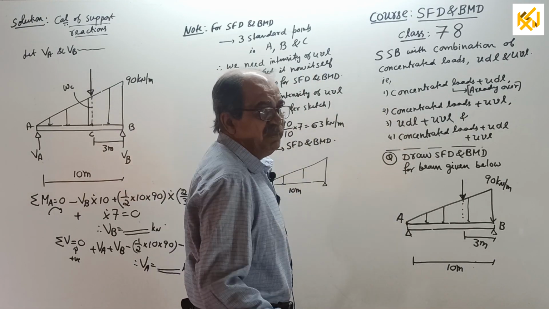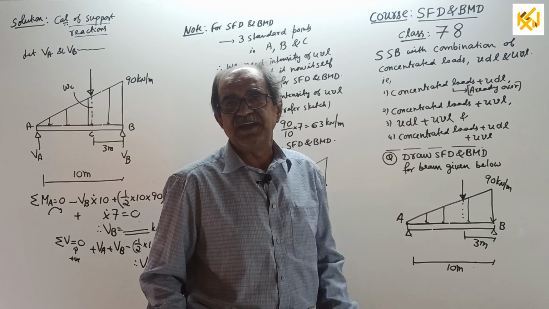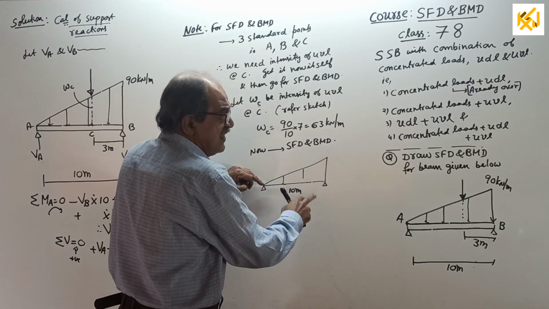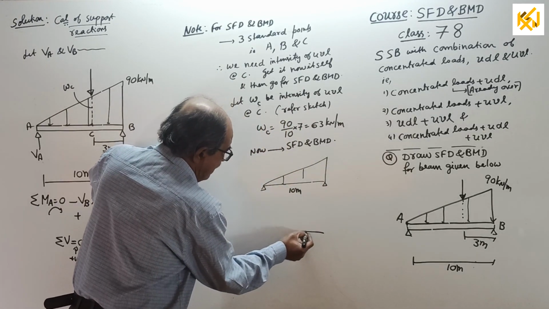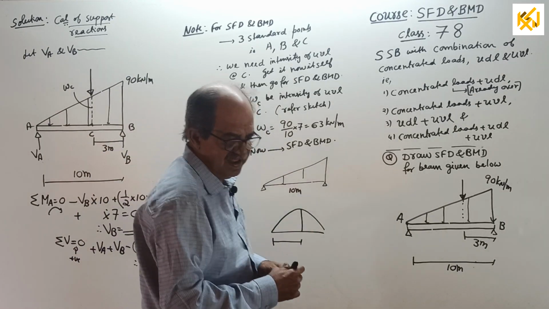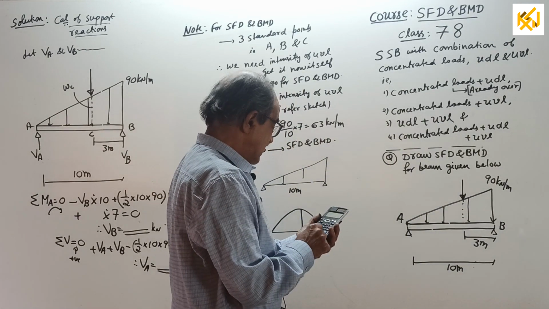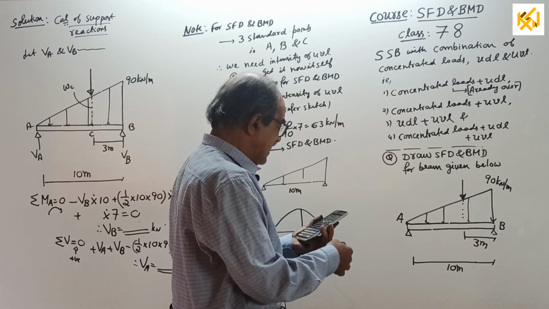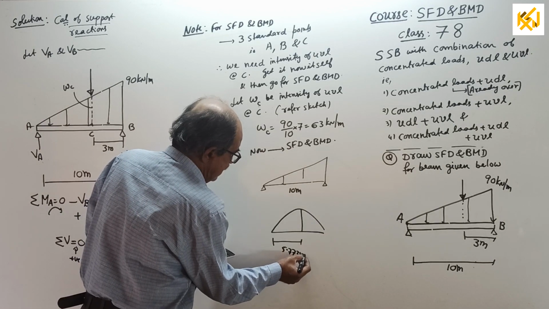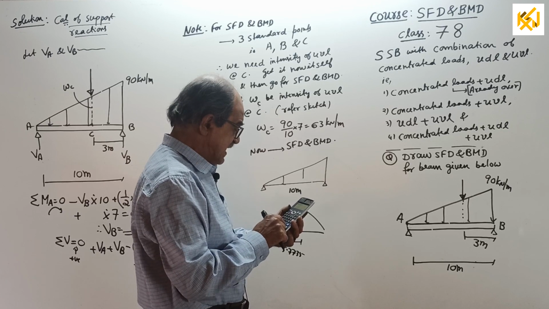Before starting further, those who are not interested in some logic, skip this portion. If the uniformly varying load is like this, and no other load is there, your BMD will be like this. Maximum BM will be at L by root 3, which you already know. For this question, L by root 3 equals 10 divided by root 3, which is 5.7735 meter. And this maximum BM will be W into L square divided by 9 root 3.